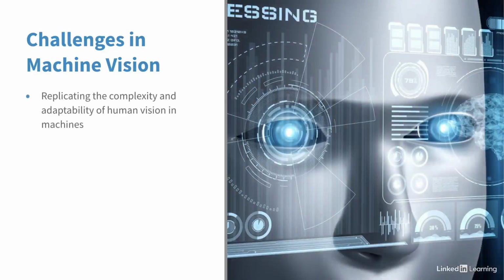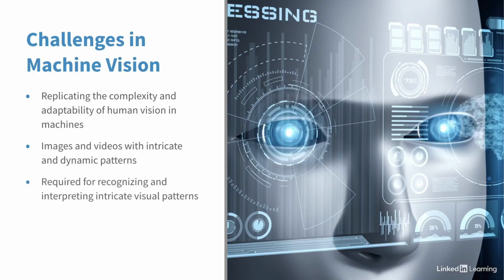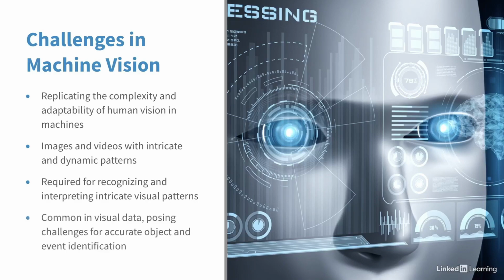Replicating this level of complexity and adaptability in machines was a significant challenge in computer vision research. Images and videos contain intricate and dynamic patterns, requiring sophisticated algorithms to recognize and interpret. There often needs to be more clarity and certainty present in visual data, making it difficult for machines to accurately identify objects and events.